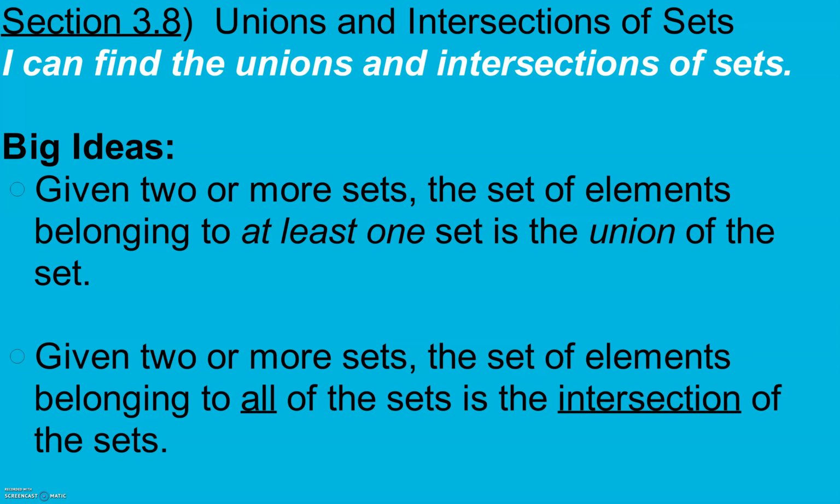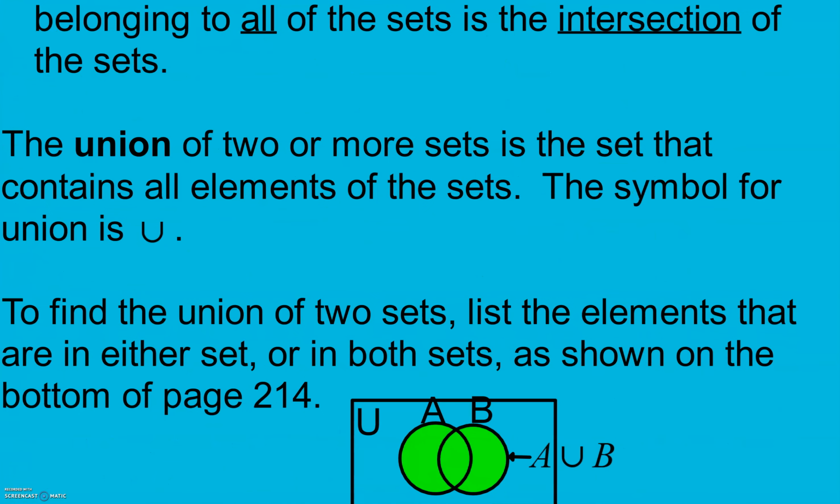Big ideas here. Given two or more sets, the set of elements belonging to at least one set is the union of the sets. And given two or more sets, the set of elements belonging to all of the sets is the intersection of the sets. So the union of two or more sets is a set that contains all elements of the sets.